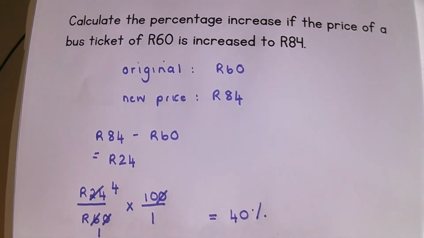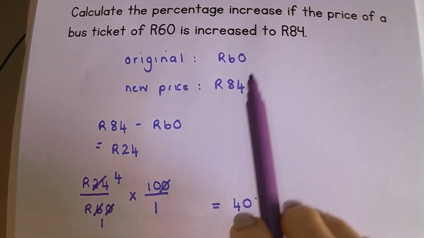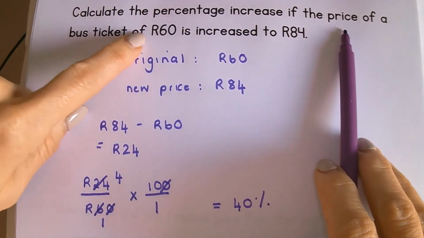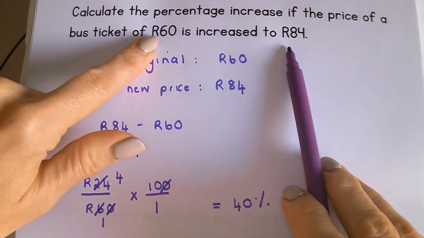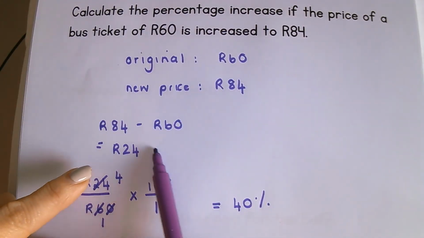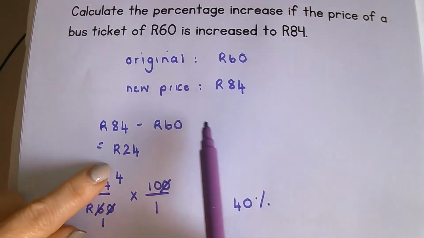So if you look at this question, it says calculate the percentage increase if the price of a bus ticket is 60 Rand and it's increased to 84 Rand. We worked out the difference between them, so how much more did it go up by?